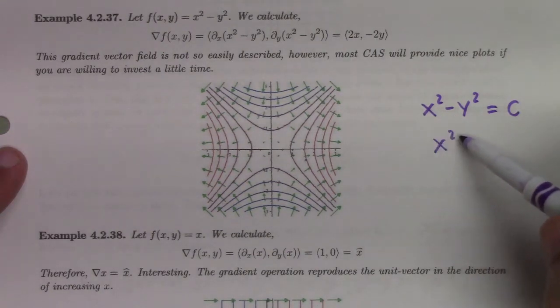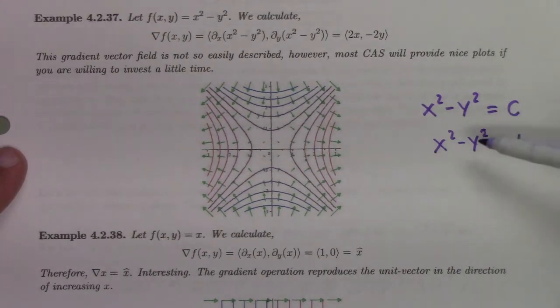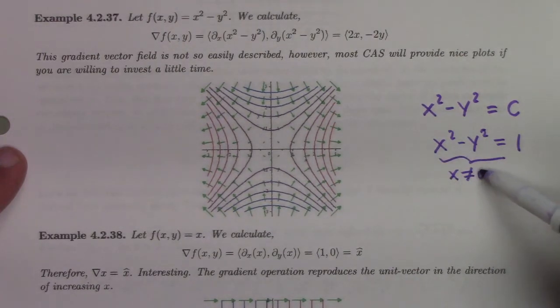Let's see here, x squared minus y squared equals 1. Is that open up or down or left or right? Well, if you think about it, if x equals 0, we get minus y squared equal to 1, which has no solution. So x is not equal to 0 for this curve.